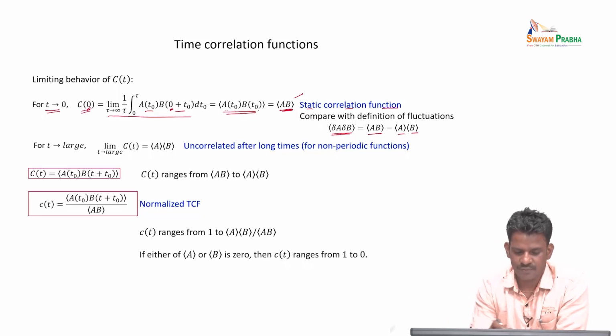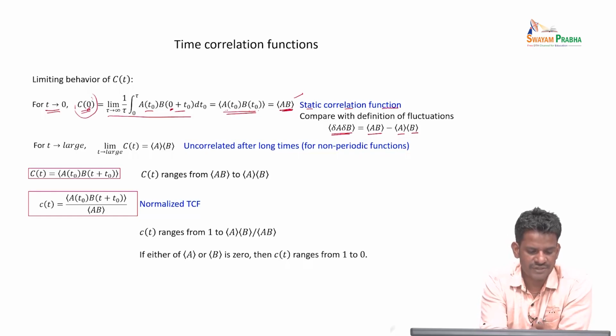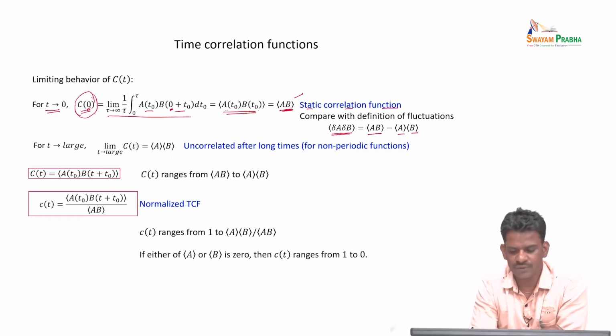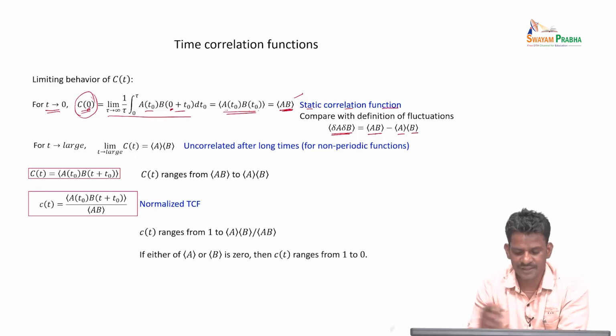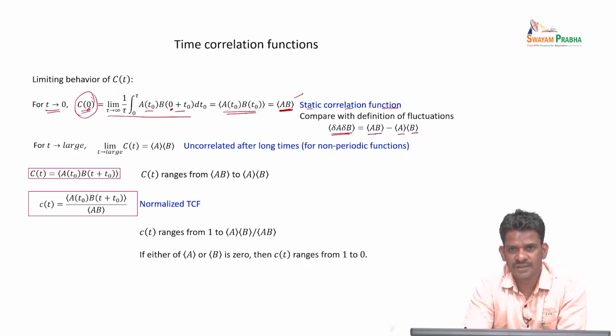So, you can see that what we have called a static correlation function in the limit of t tending to 0 is basically related to our fluctuation definitions. We will make this link a little later at some point of time. So, this is what you expect for the correlation function at time t equal to 0.